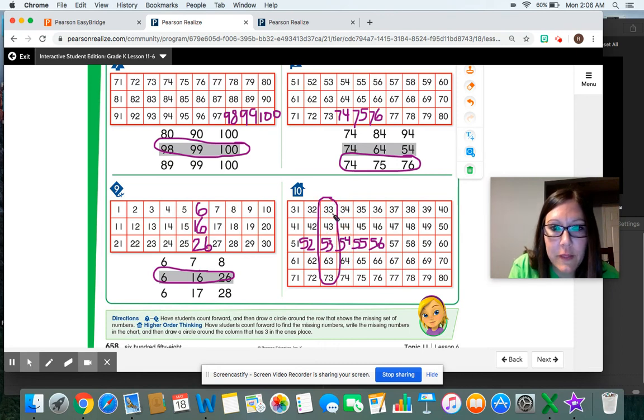Remember, kinders, this is the number that's in the ones place. This is the number that's in the tens place. And look at the ones place in this whole column. 3, 3, 3, 3, 3. Very good.